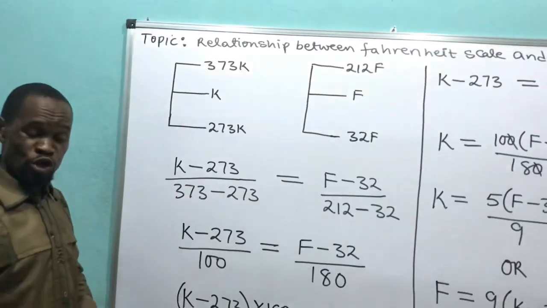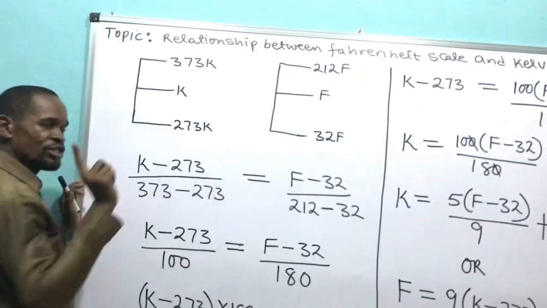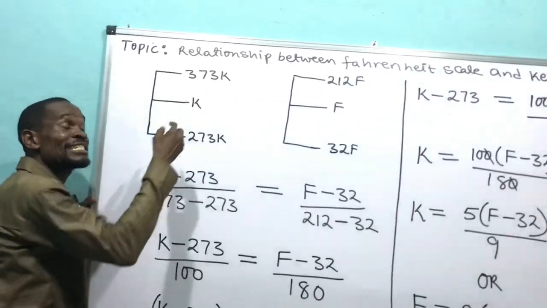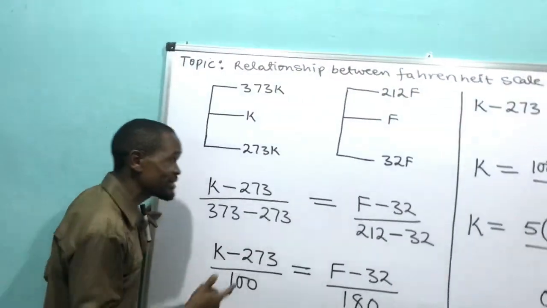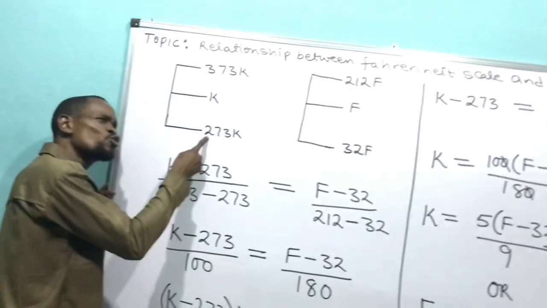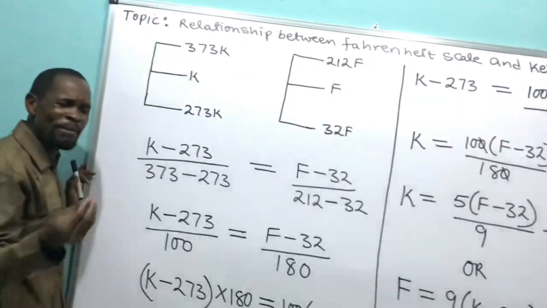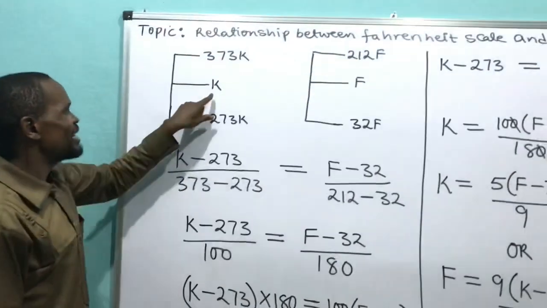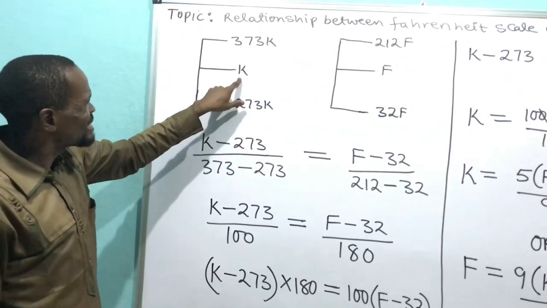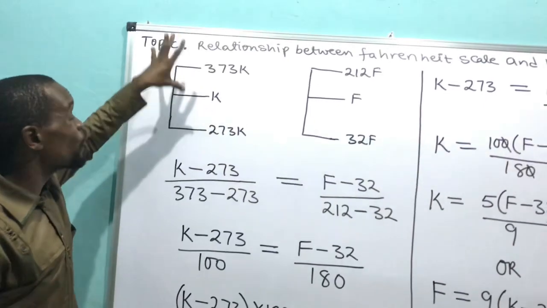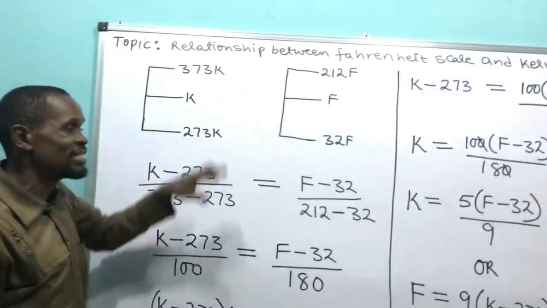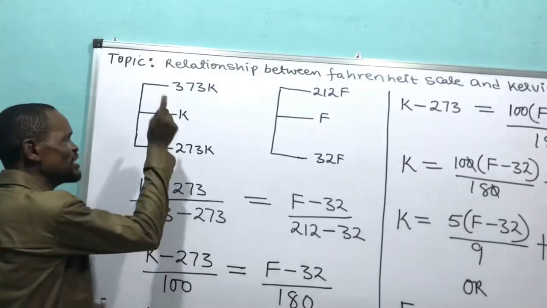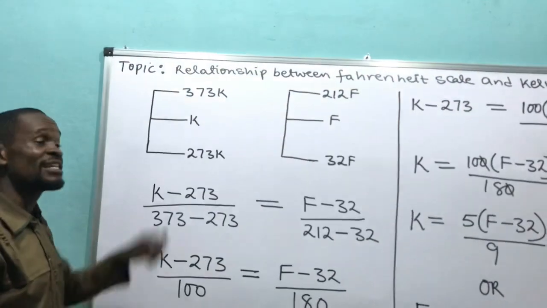273 is the lower fixed point. Note it now: the Kelvin thermometer has 373 as its upper fixed point, which is the steam point, while having 273 as its melting point, which is the ice point. Then this K represents anything that we are going to read with this thermometer. The value I'm going to get represents this K.